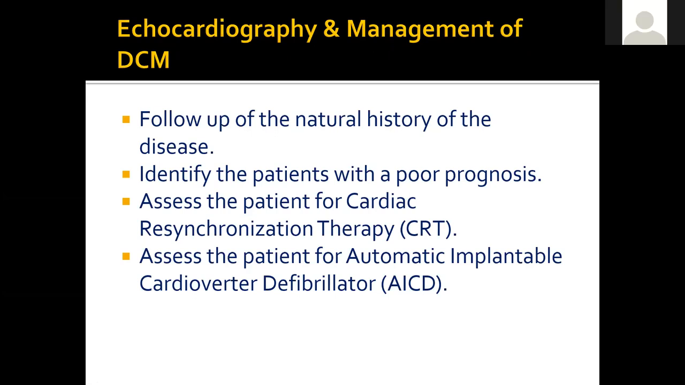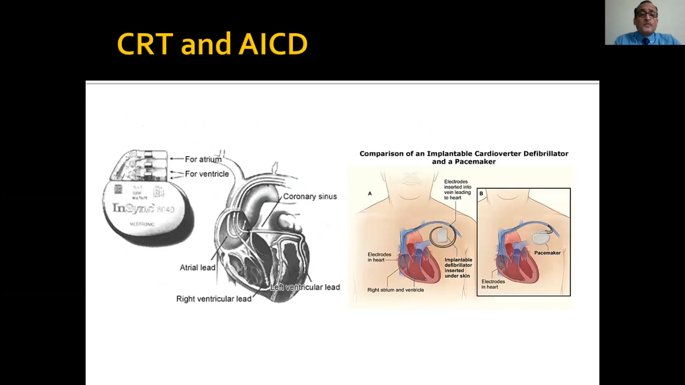Secondly, to identify the patients with poor prognosis, to assess the patient for cardiac resynchronization therapy and assess the patient for AICD therapy. This is AICD, basically biventricular pacing. One lead is placed in the left ventricle through the coronary sinus. The other lead is placed in the right ventricle, and plus the atrium, right atrium is placed.